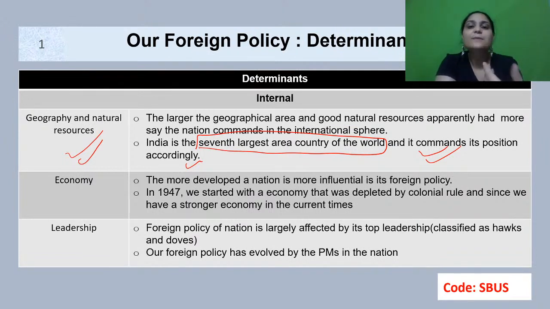But how will your GDP growth rate improve? When you make use of the natural resources that you have been given, when you make use of the good human resources that you have been given, because on the basis of that only you will develop. So somebody might argue that even Africa and some other countries have very, very good natural resources, but they are not developing or not commanding that kind of position.